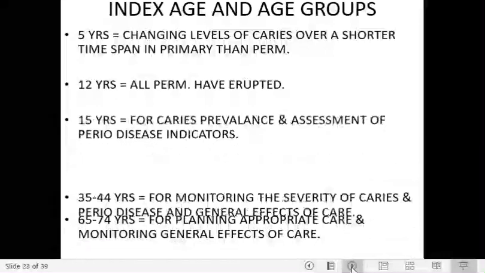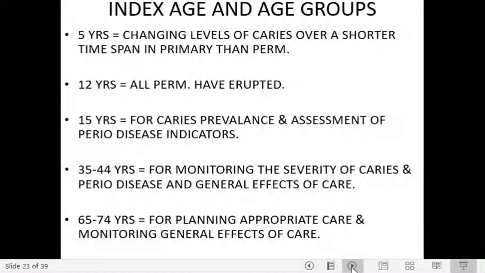So these are the 5 age groups which have been given by WHO. The first is 5 years, second is 12 years, third is 15 years, fourth is 35 to 44 years, and last is 65 to 74. They have chosen these age groups to try to correlate with the diseases. At 5 years, they want us to study the caries present in the deciduous teeth. In 12 years, all the permanent teeth have erupted.